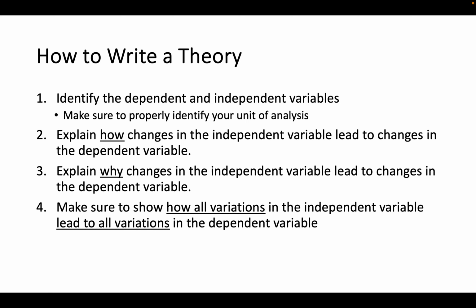Writing a theory involves 4 basic steps. The first one is to identify the dependent and independent variables. Remember that the independent variable is the one that has the causal impact in your mind on the dependent variable. It is the one that explains variation in the dependent variable.